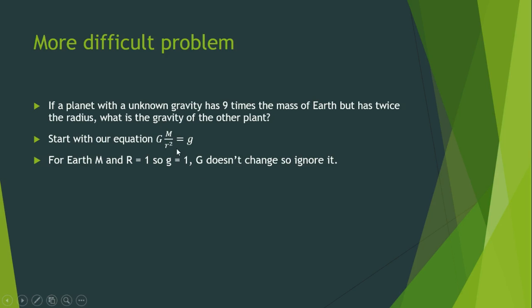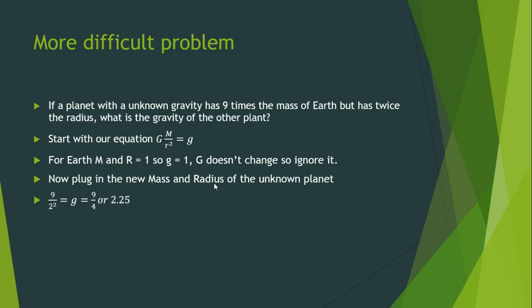And we're going to find out what g is. If you put 1 over 1 squared, g becomes 1. So now we plug in what we know. We multiplied the mass times 9, so instead of putting 1 at the top, we're going to put a 9. And now we need the new radius, and the new radius is 2, so we're going to put a 2 for r. So if we put in 9 at the top and then 2 squared at the bottom, we get 9 over 4, or 2.25.